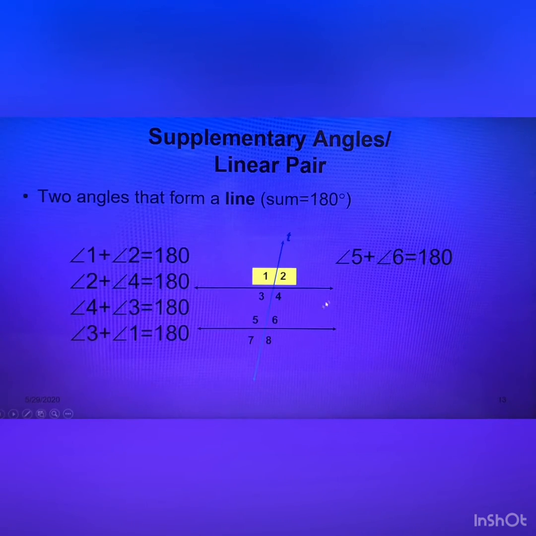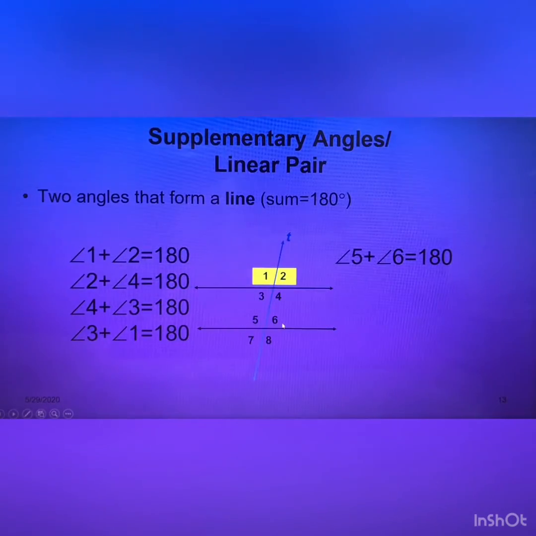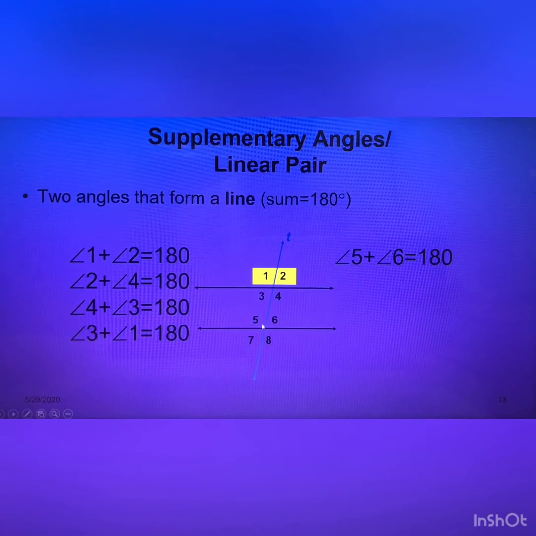Similarly, angle 5 and angle 6: this is a straight line and a ray just stands on this straight line. So angle 5 and angle 6 are also vertically opposite angles. Linear pair and supplementary angles.